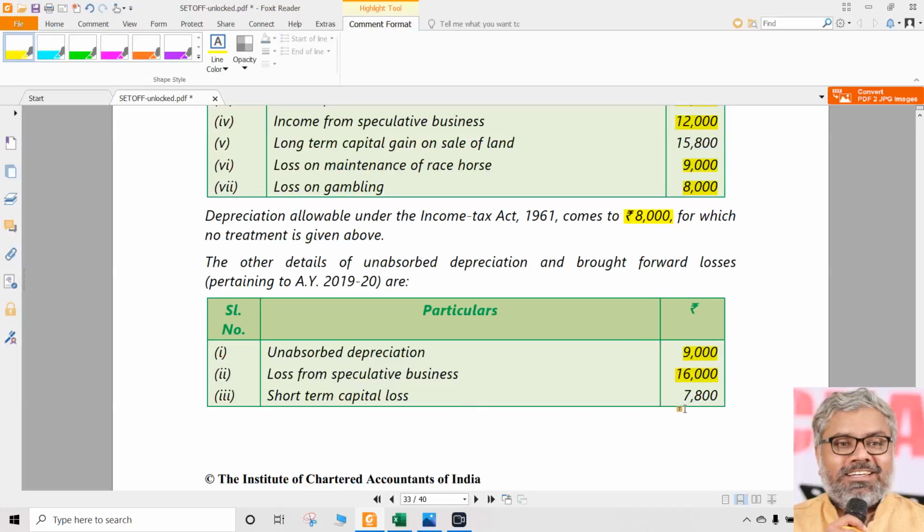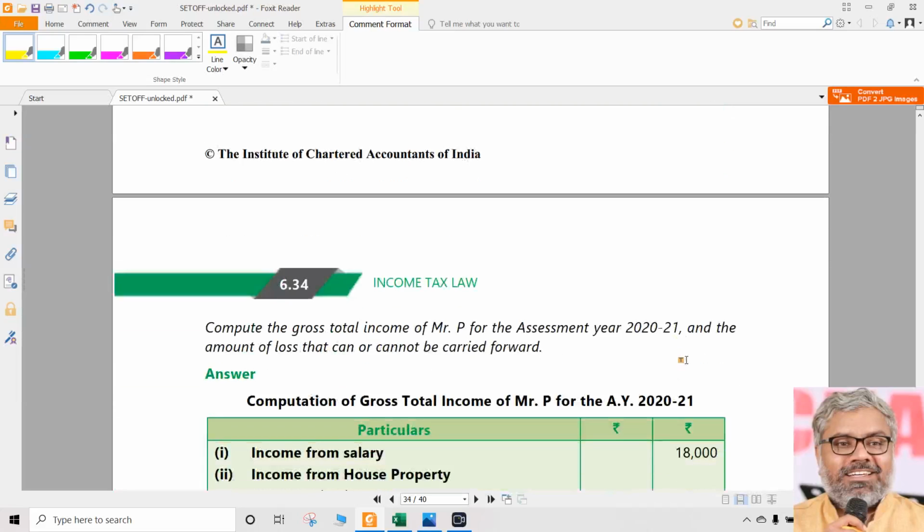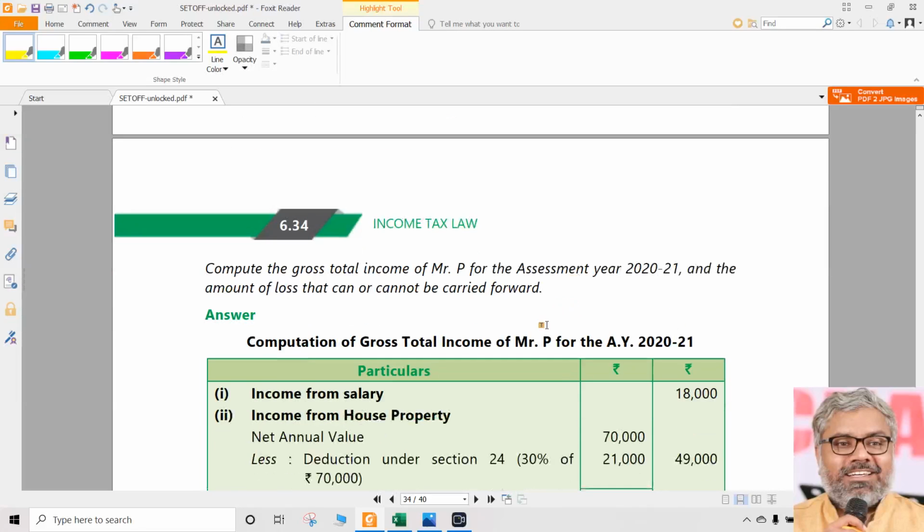Then same way there is a short-term capital loss of 7,800. It can be adjusted against long-term capital gain. There is no problem. These are the adjustments. Compute the gross total income and how much to be carried forward, how much cannot be carried forward also we have to indicate, he says.